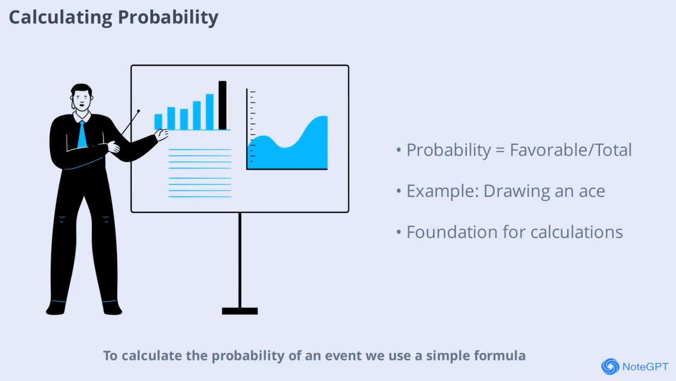To calculate the probability of an event, we use a simple formula. Probability equals the number of favorable outcomes divided by the total number of possible outcomes. For example, if you want to know the probability of drawing an ace from a standard deck of cards, there are 4 aces and 52 cards in total. So the probability is 4 divided by 52, or about 0.077. This formula is the foundation for solving many probability problems.